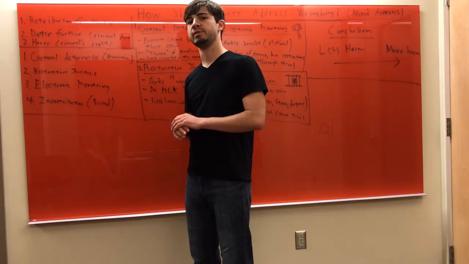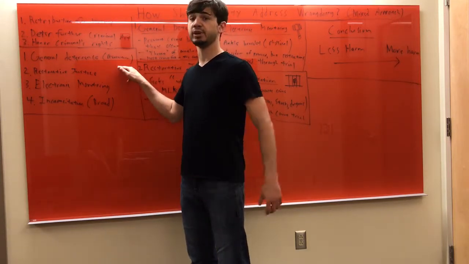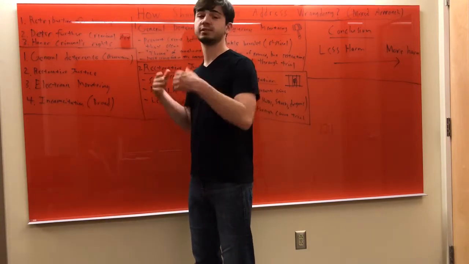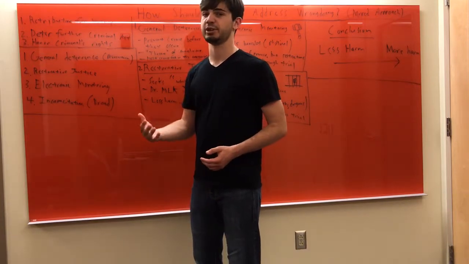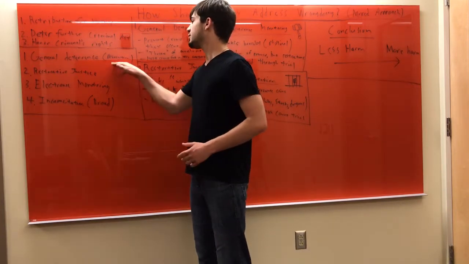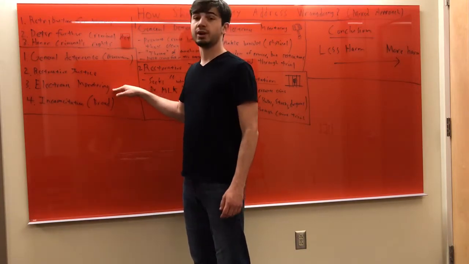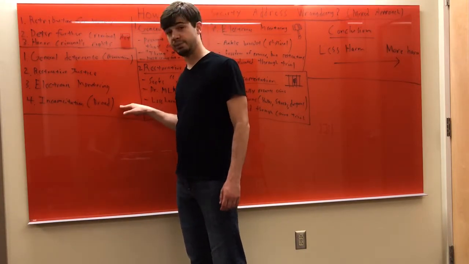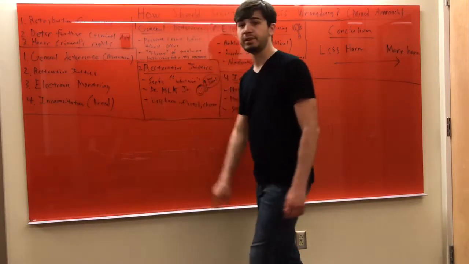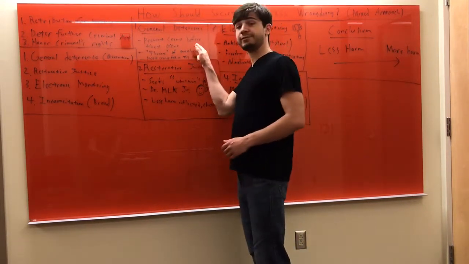Basically, the overall theme of this approach is we want to go from a less harmful punishment to a more harmful or significant infliction of punishment on the criminal. We start with general deterrence, then we move on to restorative justice. After that, we go to electronic monitoring, and after that, we go to incapacitation. Let's jump right into general deterrence, our first step.